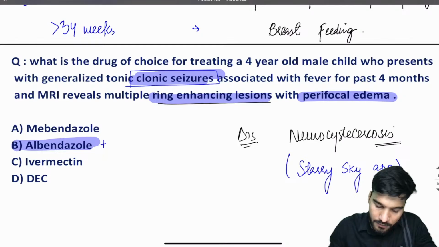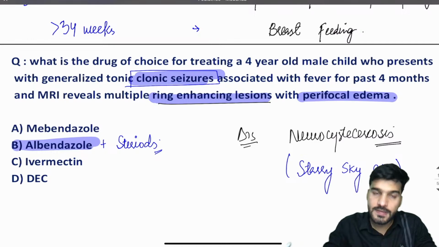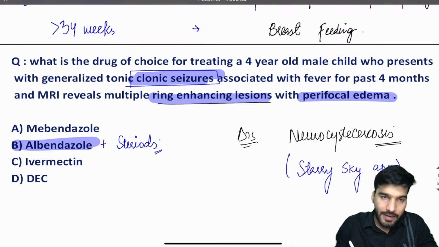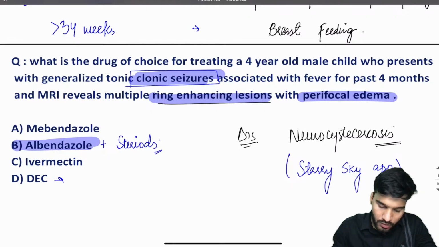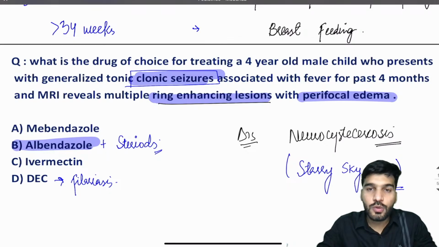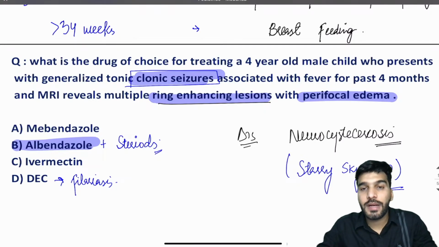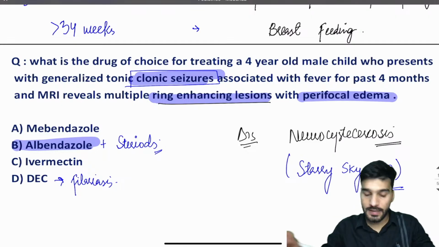Along with the albendazole, we also give steroids, which will decrease the inflammation. We give prednisolone or dexamethasone. Mebendazole, ivermectin and DEC: DEC is usually the main drug of choice for filariasis, along with ivermectin. These are the 3 drugs that we use in filariasis, which we have discussed as well. So remember, for neurocysticercosis, the drug of choice is going to be albendazole plus steroids. Steroids will decrease the inflammation.